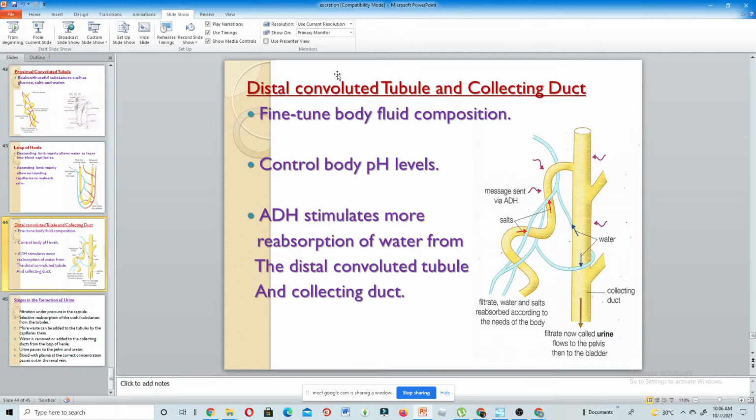So fine tuning normally takes place here in terms of the urine, where the body's pH level is controlled. The antidiuretic hormone stimulates more reabsorption of water from the distal convoluted tubule and collecting duct. So in terms of reabsorption in these two parts, if the body realizes that it needs to reabsorb more water and reduce the amount that goes out as urine, then in these two parts you will also have water reabsorbed.